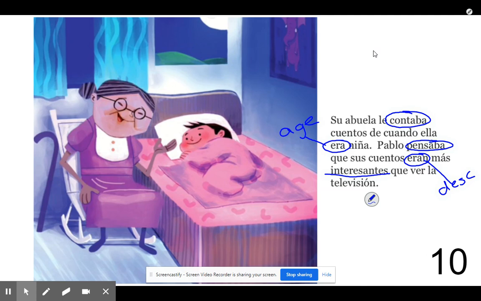Okay. All right, so let's get the hard ones. This is from the verb pensar, so what's our reason? Desire. One of our desire verbs. To believe, to think, to want, to hate, to dislike, all those are desire verbs. And this is saying his grandmother would tell stories about when she was young or when she was a little girl. So what's the reason for this one?